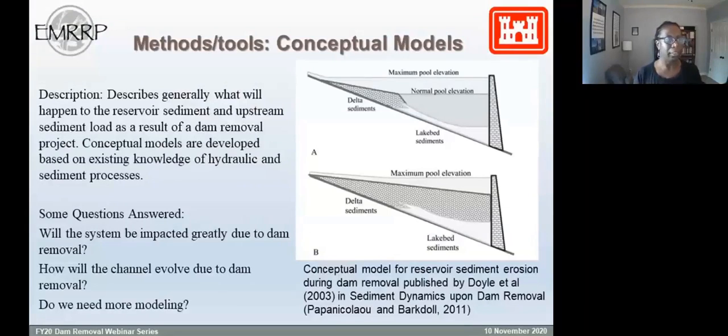So you might ask yourself questions like, will the system be impacted greatly due to the dam removal? How will the channel evolve due to dam removal? Do we need more modeling? So those types of questions will come from just understanding what might happen, step by step, because you understand your sediment, because you understand your flow rate. And you can look at this example of a conceptual model for reservoir sediment erosion during dam removal, and understanding of that system allows them to go from A to B.